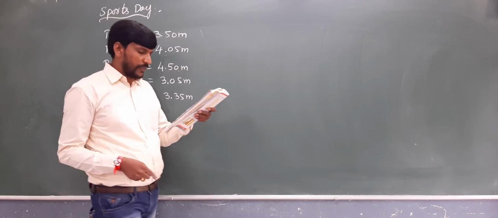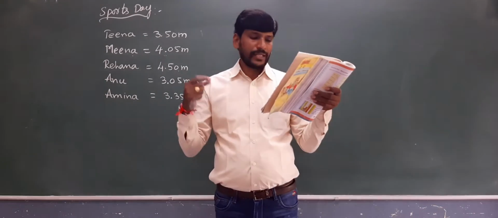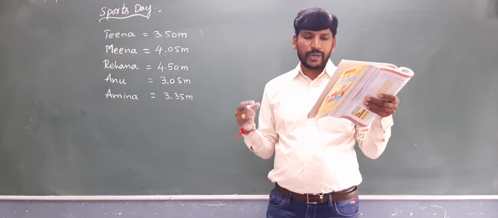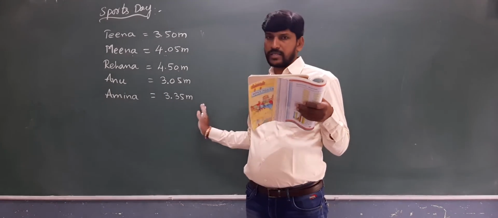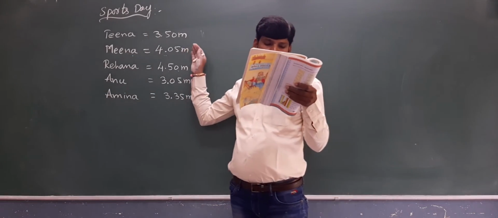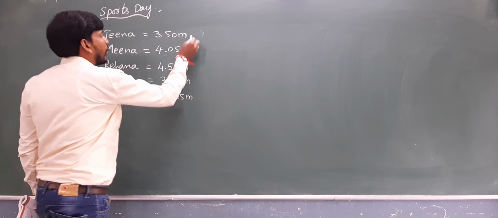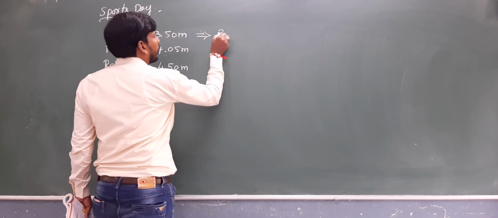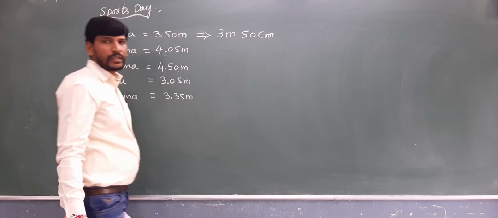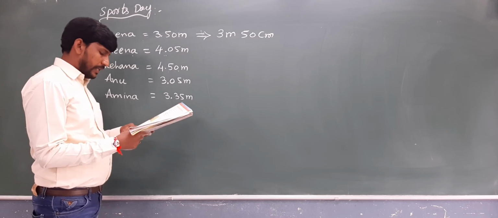Now look at the book, everyone. The school at Mallapuram has its sports day. The first 5 children in the long jump are these 5 children. Now Tina jumped 3.50 meters, which I am going to write as 3 meters 50 centimeters. Clear? This is how to write 3 meters 50 centimeters.